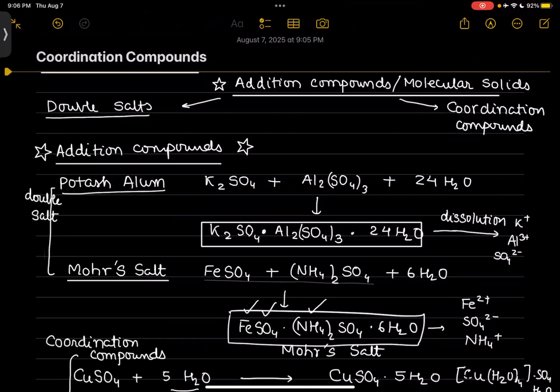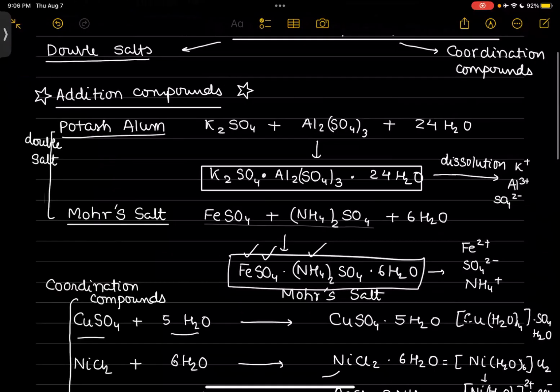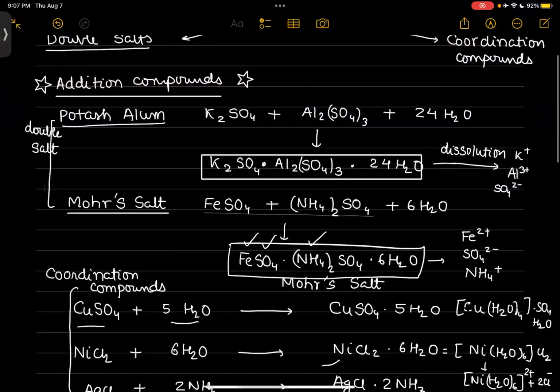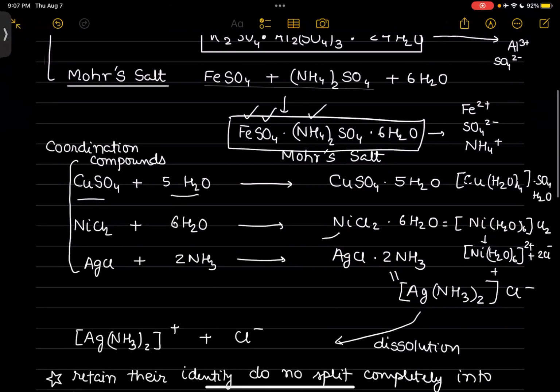Addition of molecular compound. There are two types: double salts and coordination compounds. Addition compounds are formed when two or more compounds join together in a fixed ratio. If they completely split into their constituent ions, they're double salts. If they don't split completely and retain their identity, they are coordination compounds. The part which is not splitting, we represent in a square bracket.